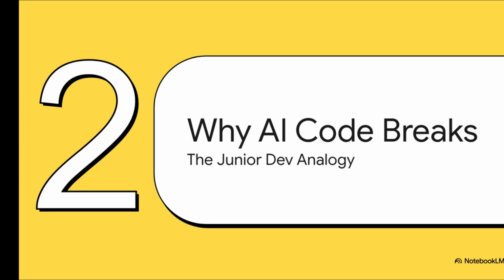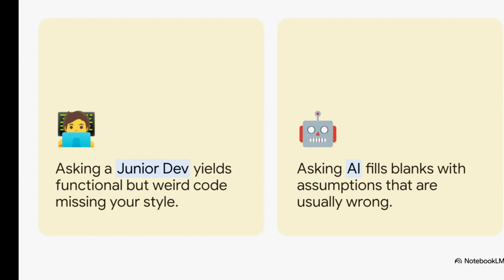Moving to Section 2, why AI code breaks, which brings us to the junior dev analogy. Think of it kind of like this. Asking an AI for code is exactly like asking a brand new, super eager junior developer to build something. If you just walk up to a junior dev and say, hey, build a nav bar, what are you going to get? Well, you'll probably get something functional, but kind of weird. Right? It'll have the wrong colors, maybe they missed the mobile menu entirely, and it probably won't match your existing code style. AI is the exact same way.